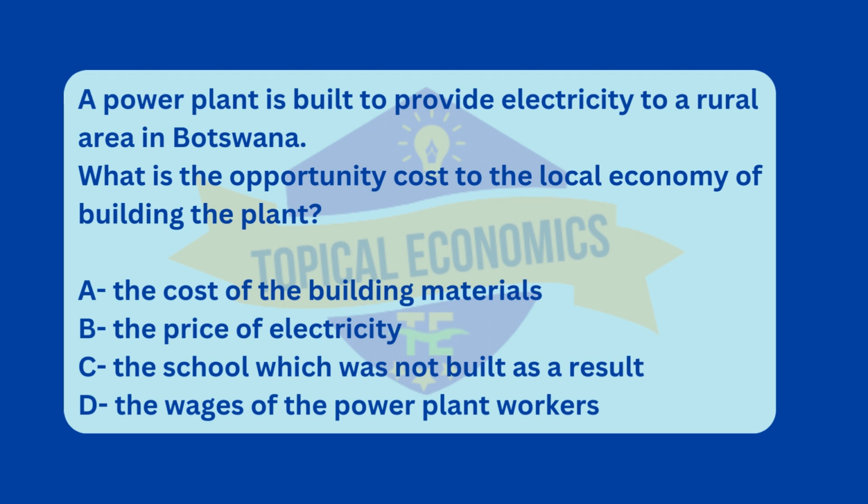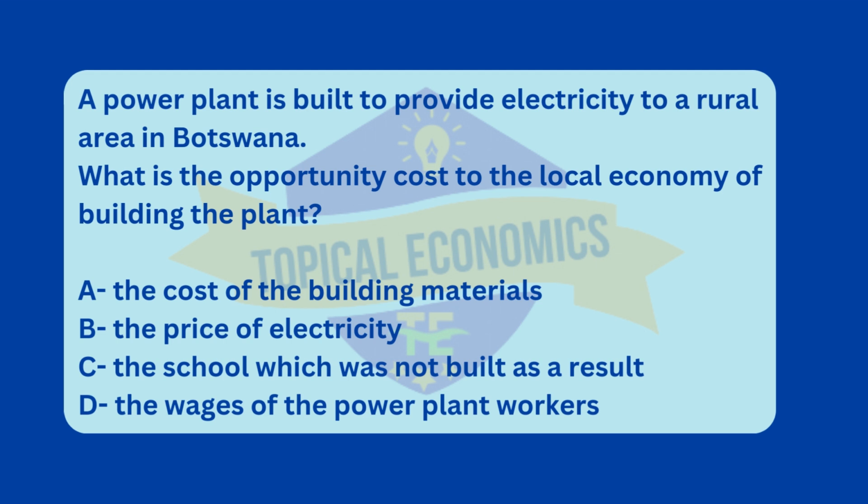Lastly, option D. The wages of the power plant workers is incorrect, because the wages of the power plant workers are part of the operating cost of the plant. They are not the opportunity cost. Opportunity cost refers to what is sacrificed in terms of alternative uses of resources, not the expenditure on wages that is necessary to run the plant.